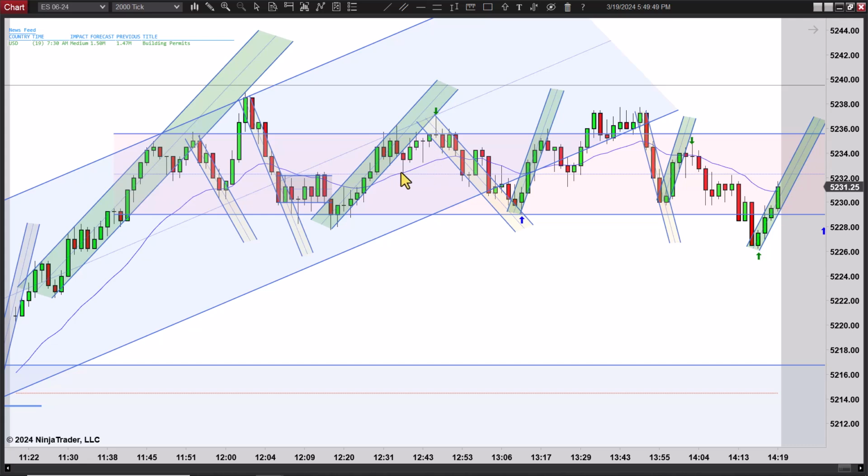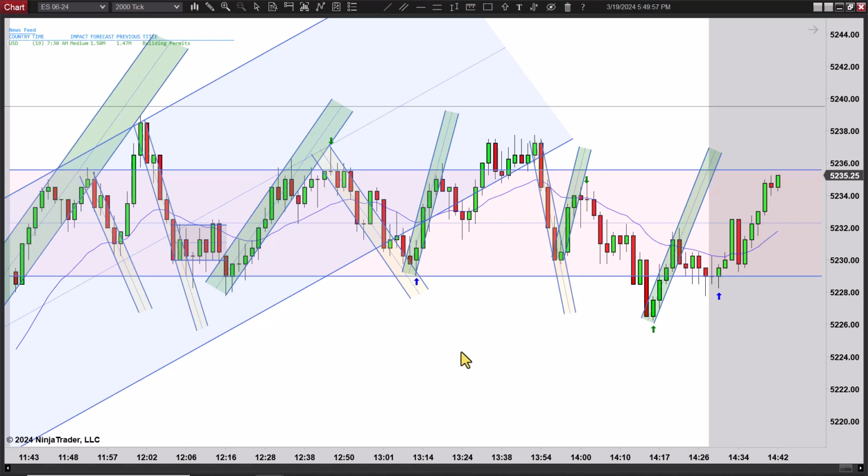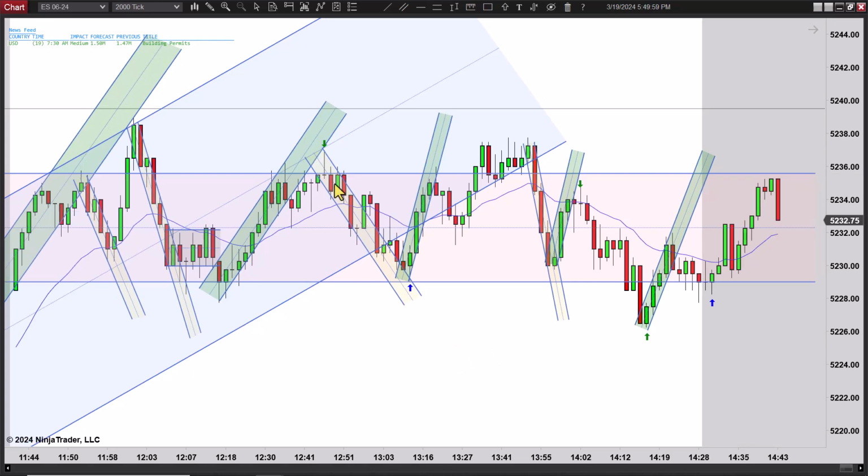It is a second entry short too, because this swing is lower than that one. So first entry, second entry. I marked it green, but I can't give that one a red. And then we're working lower again.